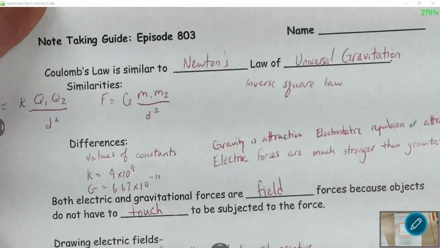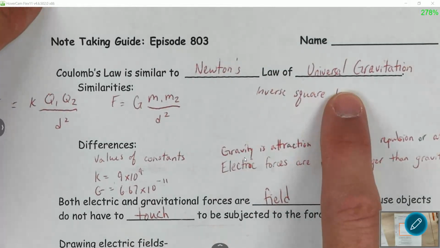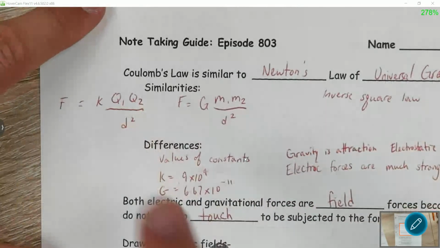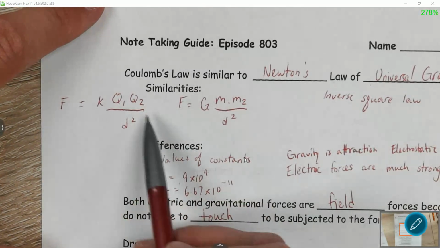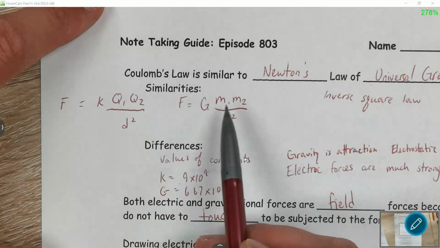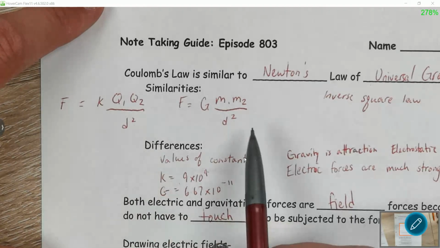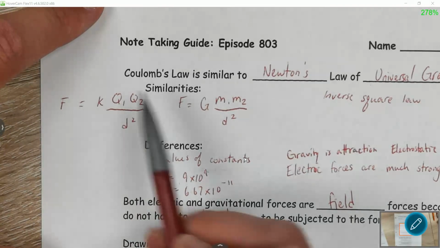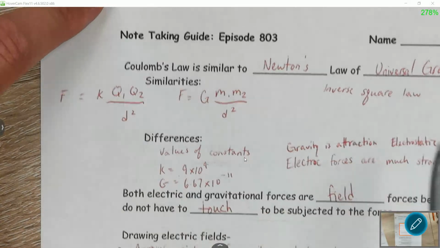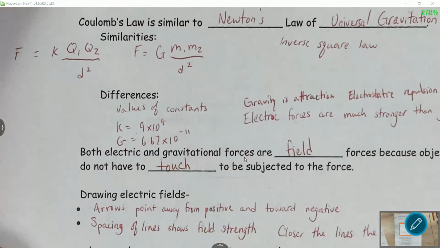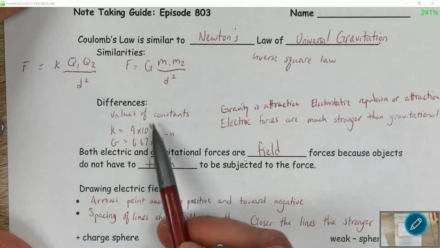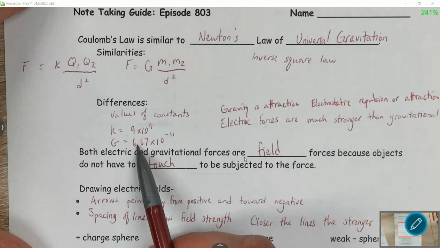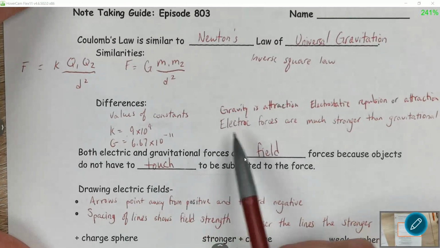Like I said, it is similar to Newton's law of universal gravitation. If you look at the equations, they're pretty similar. Gravitational force, electric force, charge 1 and charge 2, mass 1 and mass 2, divided by the distance between their centers squared, and then they have different constants. They are inverse square laws. The values of their constants definitely differ. K is 9 times 10 to the 9th. Big G is 6.67 times 10 to the negative 11th.